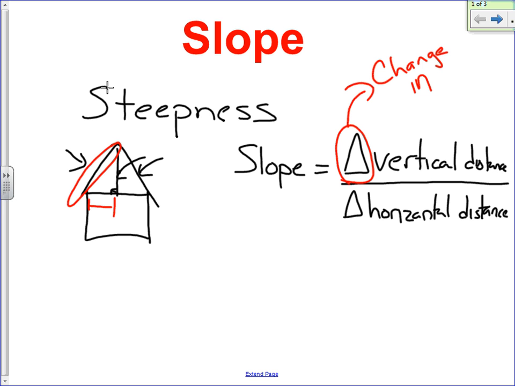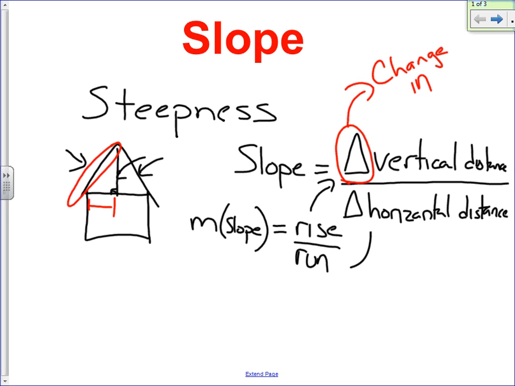Okay, now mathematically we can express this using the following formula. So little m, which will stand for slope, is equal to the rise, or the change in vertical distance, over the run, or the change in horizontal distance. And in this application, we can use this very simple formula to calculate slopes of slanted objects. Okay, so now let's look at a couple examples that would use slope.